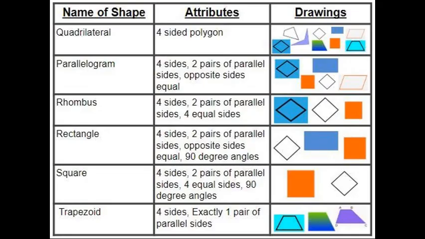Take time to fill out the last shape on our chart. Trapezoids have four sides and exactly one pair of parallel sides, but there are no other attributes for trapezoids. They might have some equal sides, they might not. They're trapezoids because of that one pair of parallel sides.